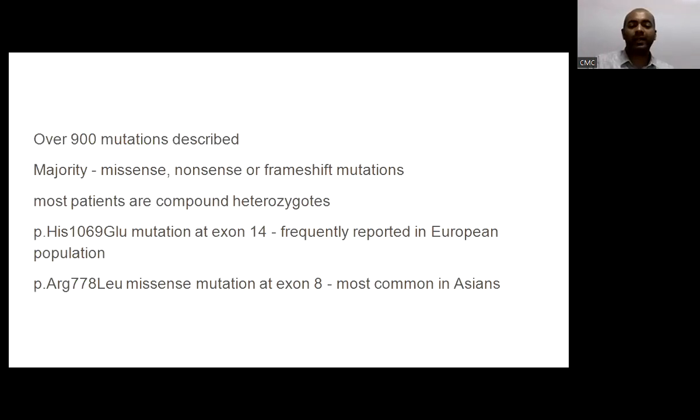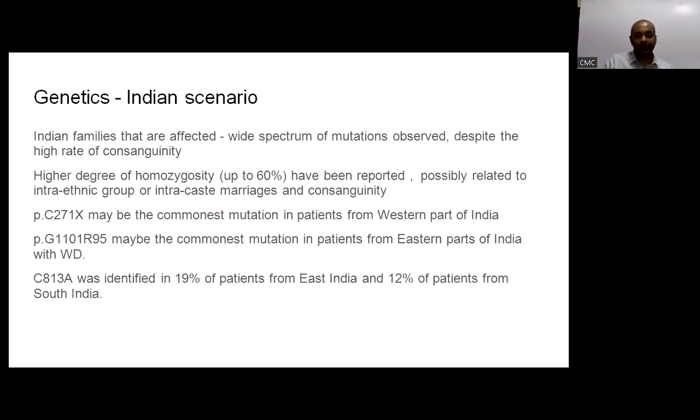There are over 900 mutations described. The majority are missense, nonsense, or frame shift mutations, and most patients are compound heterozygotes. Europeans have a different common mutation, and Asians have a different one. In the Indian scenario, Indian families affected show a wide spectrum of mutations despite the high rates of consanguinity. This is the common mutation in the western part, and in the eastern part, other mutations.